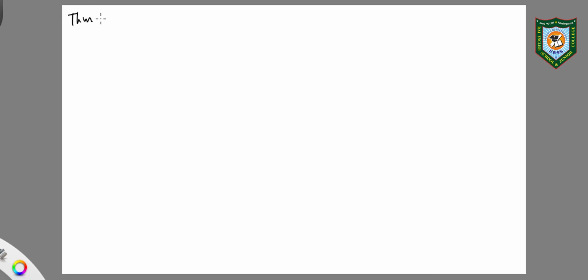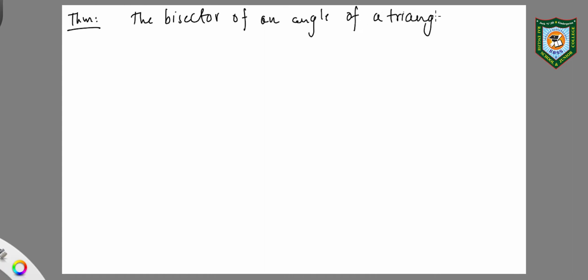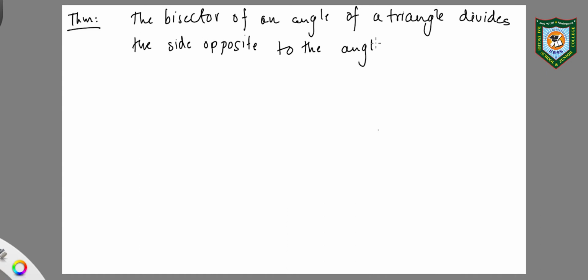So our theorem states that the bisector of an angle of a triangle divides the side opposite to the angle in the ratio of the remaining sides.